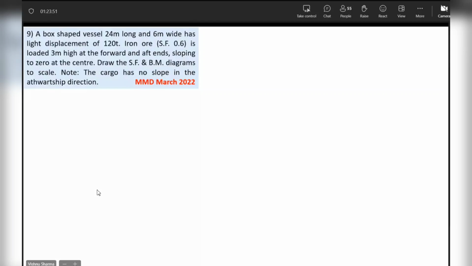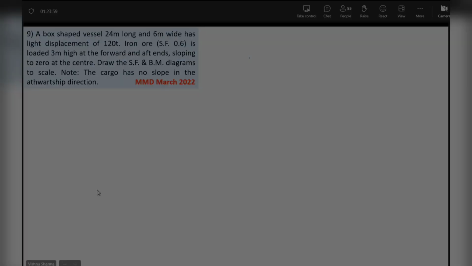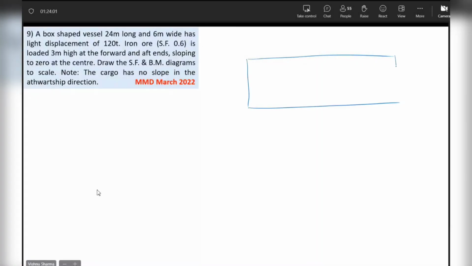A box-shaped vessel, 24 meter long and 6 meter wide, has a light displacement of 120 tons. Okay, let's make the 24 by 6 vessel. Iron ore of stowage factor 0.6 is loaded 3 meter high at the forward end and sloping to 0 at the aft end. So it is basically like this in this case. This is the cargo. Yes or no, beta?